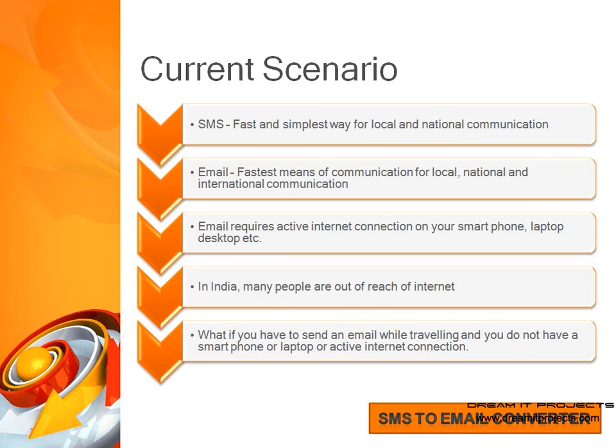SMS is the fastest and simplest way for local and national communication. If you want to send a message and the person is not reachable, you just SMS the person, and whenever he is in range he gets the message. Again, if you are in a very noisy area and a voice call is not suitable, you also prefer an SMS. Again, email is the fastest, easiest and cheapest means of communication. It's not only limited to local or national, but is very much related to international communication also.